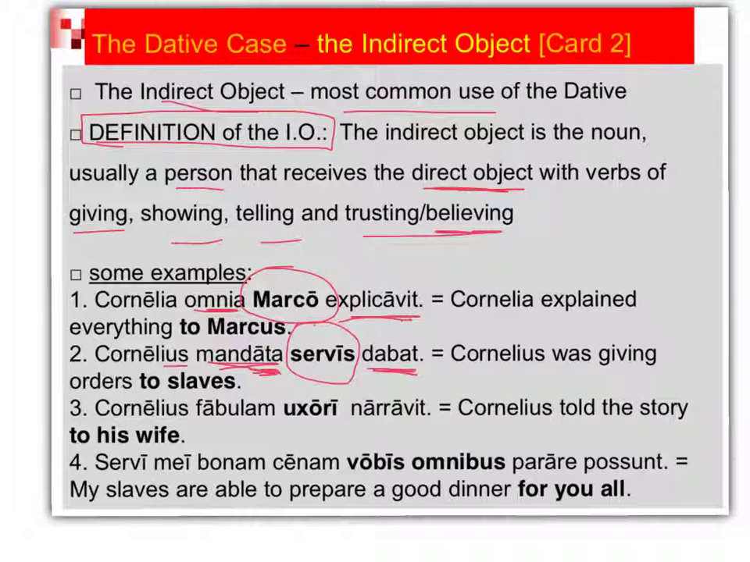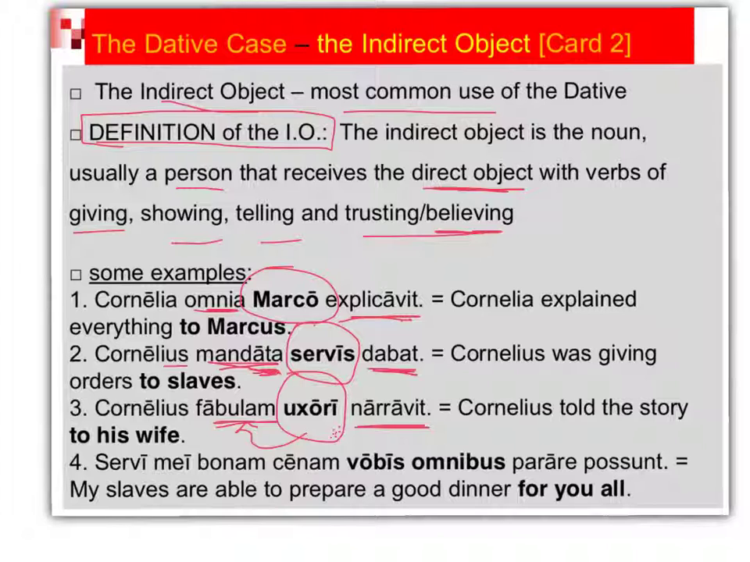Number 3, Cornelius narravit, told or has told, fabulam, the story, uxori, to his wife. This is a third declension noun, so long I for the dative singular. The wife is the indirect object because she's receiving the story, the fabulam. You could also say Cornelius told his wife the story.